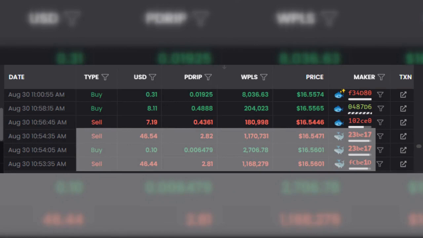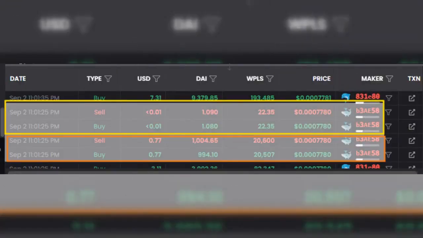Now here comes something really good. There's a perfect wash trade, 46.54, 46.44, and the 10 cent, that's the difference for a perfect wash. No shame at all. This is Pdrip doing a wash trade in 2 different accounts for pennies back to back.